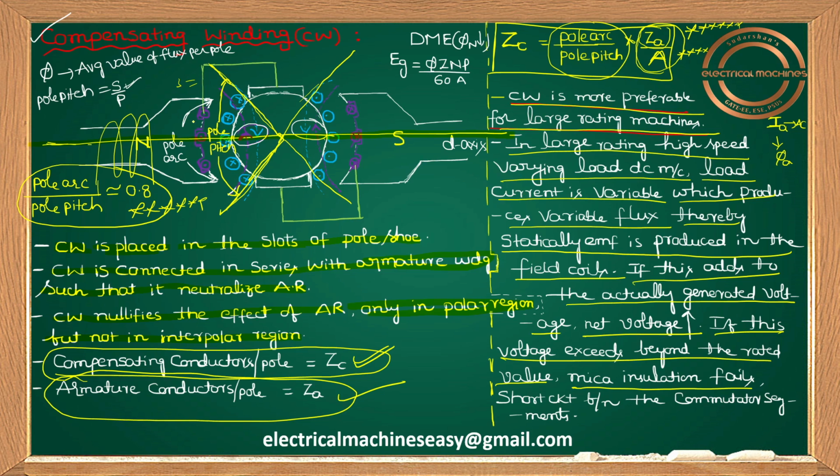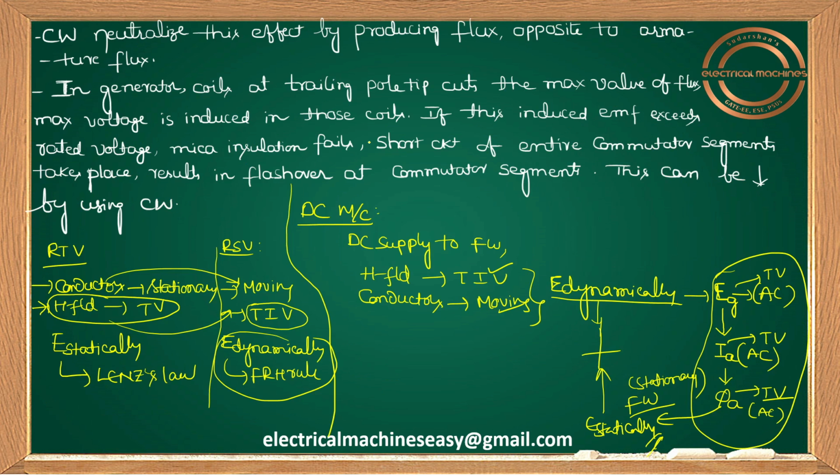If I am placing a compensating conductor, yes, it is neutralizing armature reaction; it is opposing your armature flux here itself. So I can say that flashover on the commutator surface will be overcome here. That is why I wrote it here. If this voltage exceeds the rated value, the mica insulation will face a short circuit between the commutator segments. So some flashover. I can say the compensating winding neutralizes this effect by producing flux opposite to the armature flux.